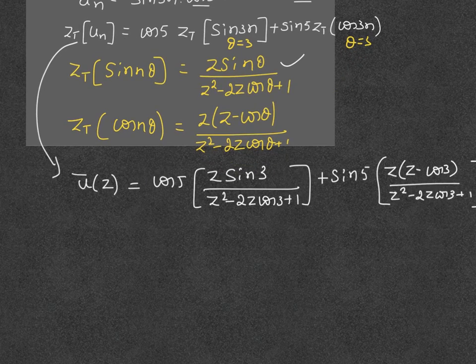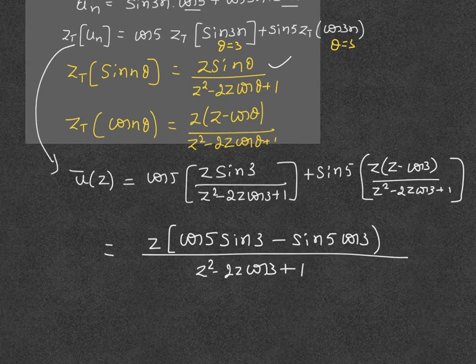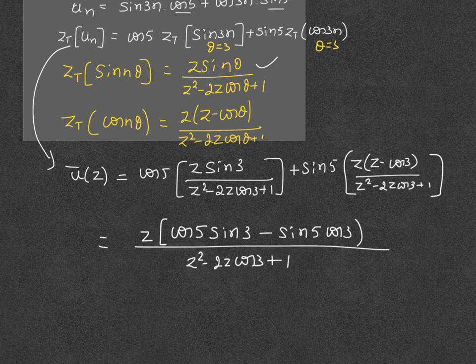So now again the denominator is the same. Let us simplify. In z square minus 2z cos 3 plus 1, the denominator of both the terms is the same, so we can take z common out. You can write cos phi sin 3 minus sin phi cos 3. So remaining is plus z square sin phi.